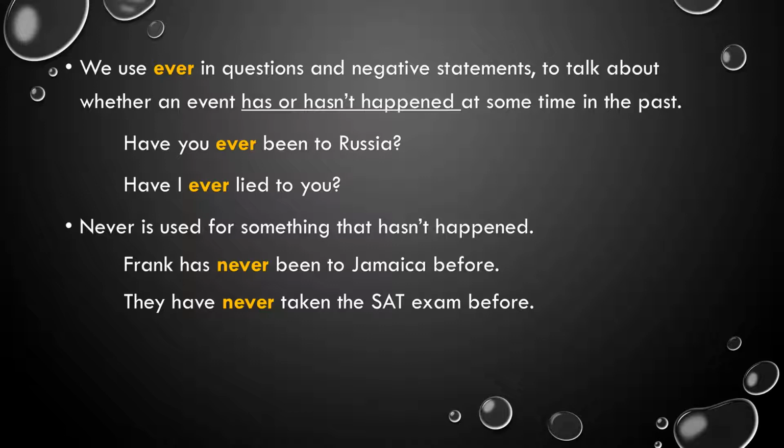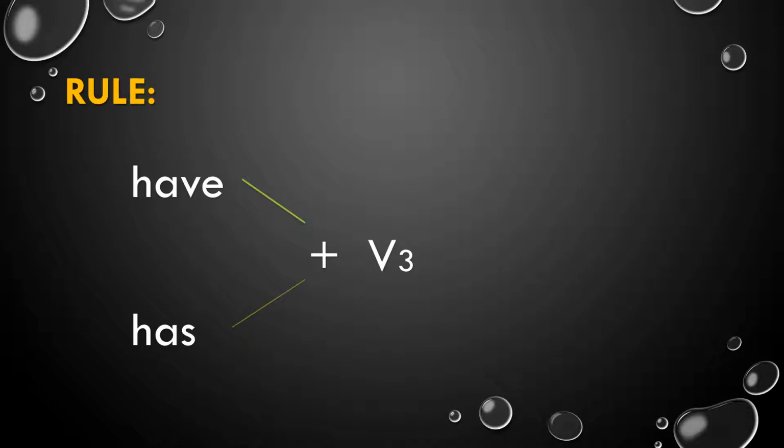They have never taken the SAT exam before. Just like in the first example, the sentence is a positive sentence in terms of structure, but since we use never, we understand that the action has not happened, which is they have never taken the SAT exam before. So just a little reminder, the rule is have or has, depending on the subject of the sentence, plus verb 3.